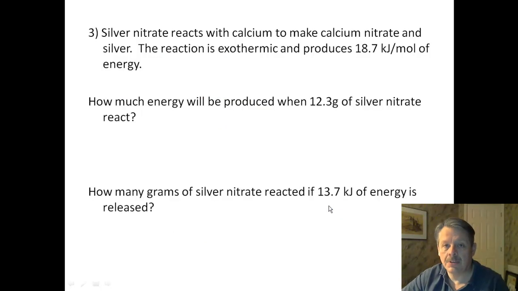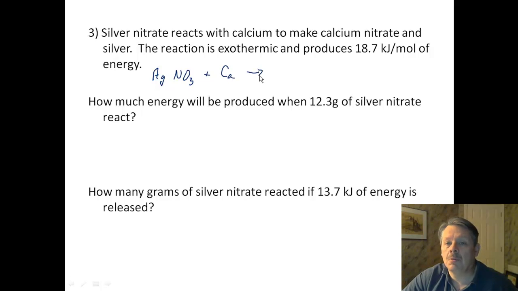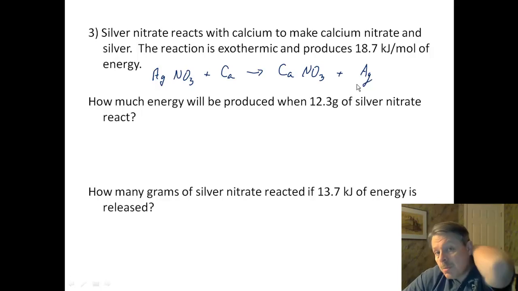Okay, let's keep going. Silver nitrate reacts with calcium. Notice I do not have a balanced chemical equation. So that's the first thing I have to do. Silver nitrate, AgNO3, plus calcium makes calcium nitrate, CaNO3, plus silver. All right, that's step 1. Step 2 is to balance my charges.